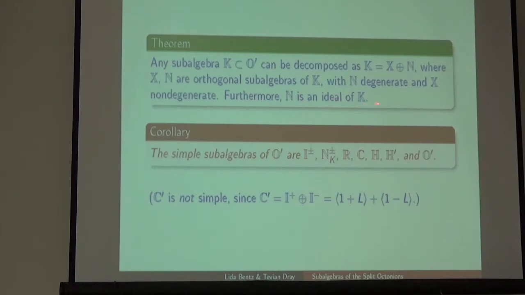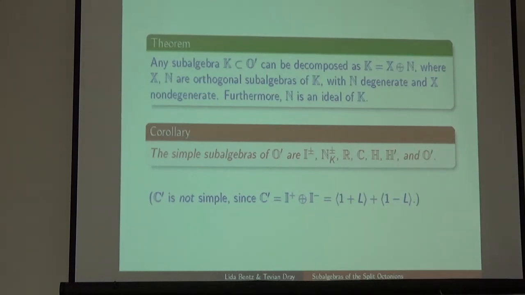And furthermore, the null piece is an ideal. And so all of the subalgebras start with the reals, complexes, Quaternions, well, Octonions aren't there, or the split complexes, split Octonions, and add one of these null subspaces to it that's orthogonal to it, and that's it. You can do that in all possible ways, and those are the only things you can do.